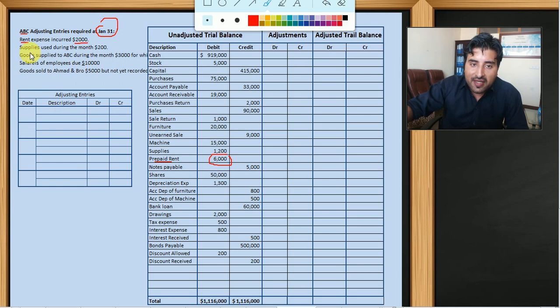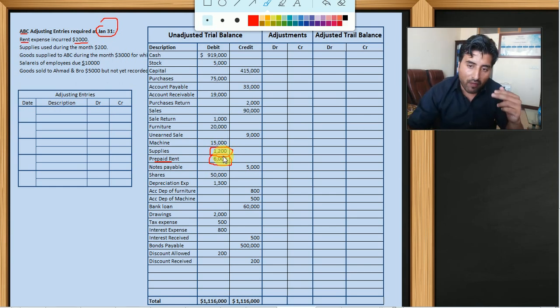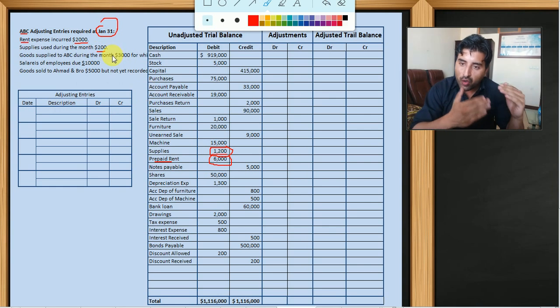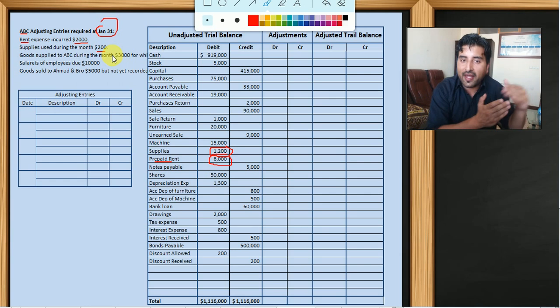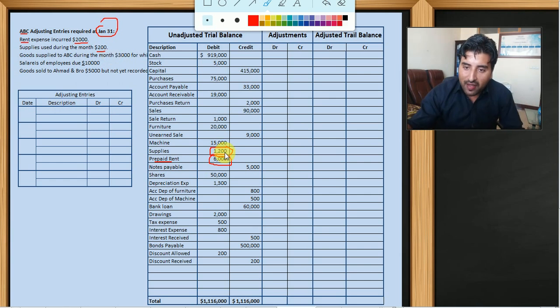So dear students, next we have supplies used during the month, $200. It means we have an asset by the name of supplies, and that is current assets. And how much the value of this supply is used? $200. Why? Because the used portion of the current asset, when it is used, converts into the expenses. So that is why the supplies asset account should be adjusted.